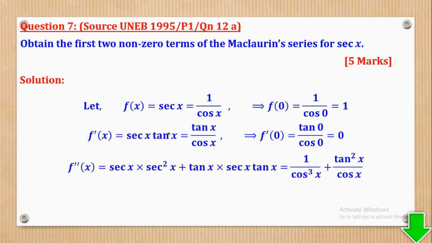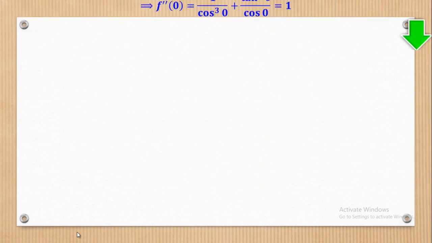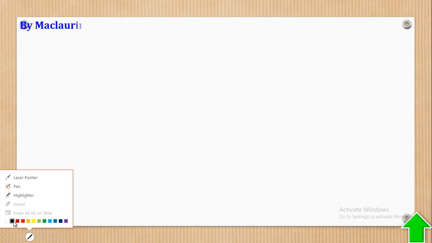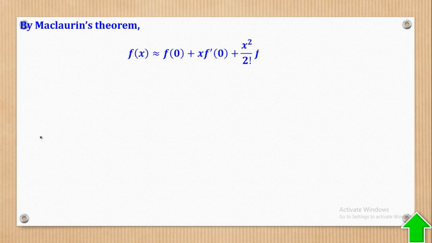So this is product formula, so keep this one constant. You are going to keep this one constant, differentiate this to come up with that, plus keep this one constant, differentiate this, you come up with sec tan. Simplify, you'll come up with this. Double substitute x equal to 0, you'll come up with 1. So you have got the two terms, therefore I'll quote the Maclaurin's theorem, then substitute, and then use a calculator to simplify, and that's what they wanted.